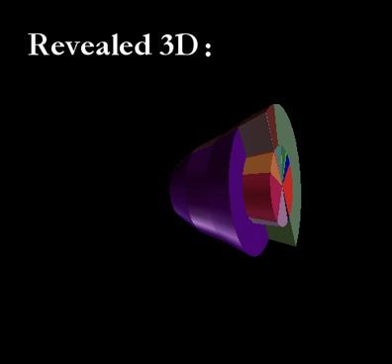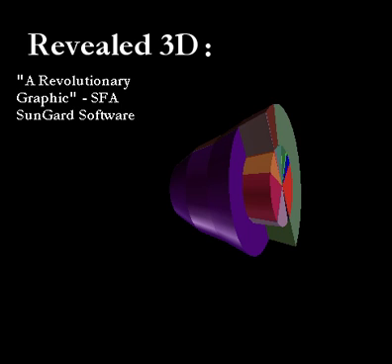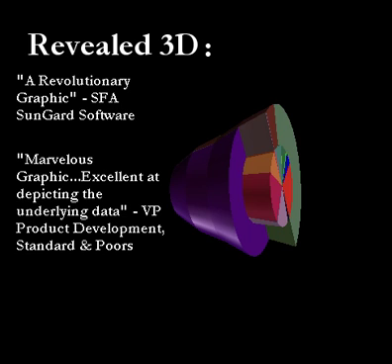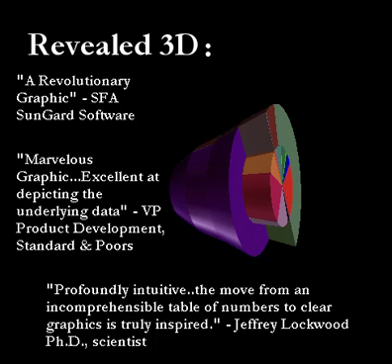This graph is also catching the excitement of others. For example, a senior financial analyst at SunGard calls this a revolutionary graphic. A VP at Standard & Poor's calls it marvelous and excellent at depicting the underlying data. A leading scientist says the graph is profoundly intuitive. The move from an incomprehensible table of numbers to clear graphics is truly inspiring.